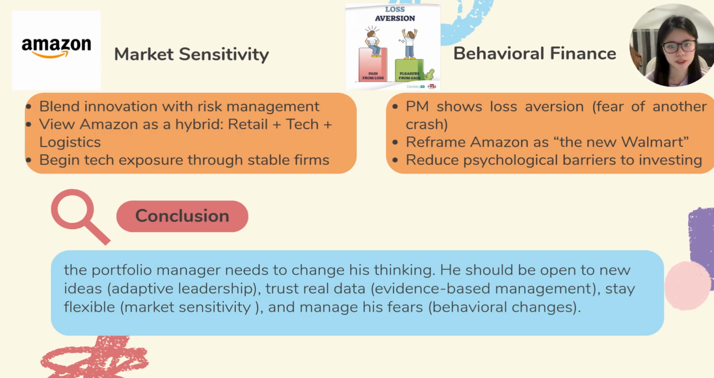Now let's move to the third approach, which is keeping market sensitivities. This means being flexible and addressing new market sensitivity and investment strategy over time. A smart portfolio manager doesn't avoid all tech companies. Instead, they can start slowly with companies like Amazon that are part tech and part retail. By being flexible, managers can balance safety with future growth.